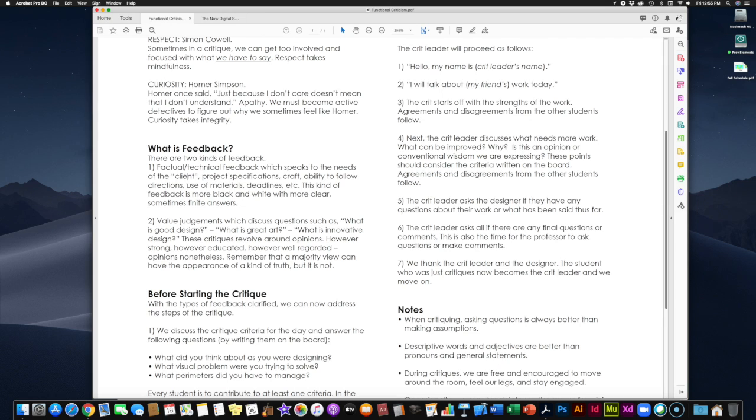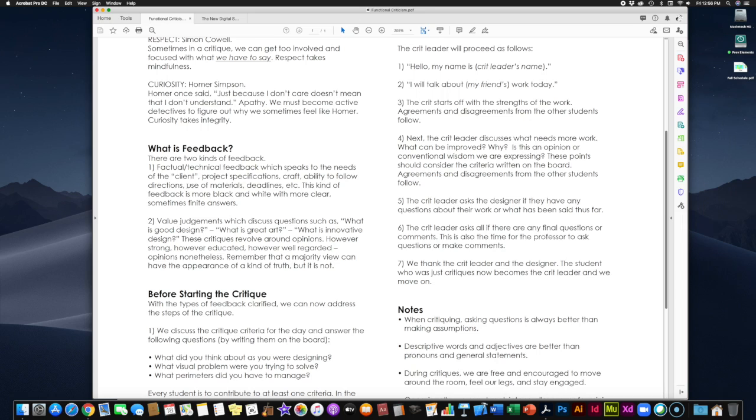So if a particular project was supposed to be 11 by 17 inches, and it's not 11 by 17 inches, if it's a square or a different shape, well then you can easily say, this does not appear to be the size that it was supposed to be. That's objective feedback. It's not really your opinion. You're just pointing out that the directions for the assignment were not followed properly, and this is how you can correct it. Factual or technical feedback is probably the easiest to give because all you have to do is review the guidelines for the project, and you can easily see if somebody has met those criteria or not.